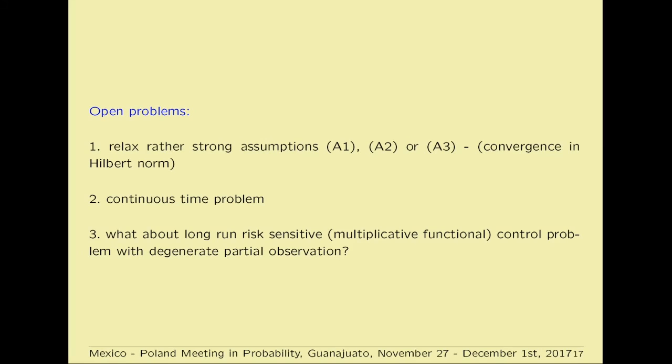This was the paper of Conforrola, which had a partial result. And then a completely open problem, which I mentioned, about risk sensitive. This is the multiplicative cost function. We have it with such a degenerate observation.